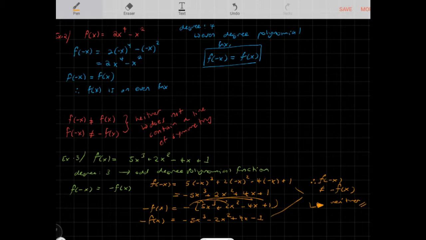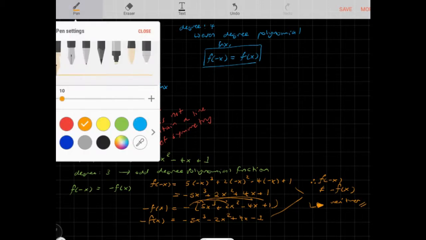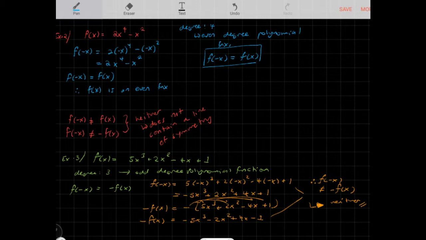In the case of polynomial functions, however, all even functions have even degrees, and all odd functions have odd degrees. However, that is not to say that all odd degree functions are odd functions, and not all even degree functions are even functions. So we saw that here, this was an odd degree function, but not an odd function.